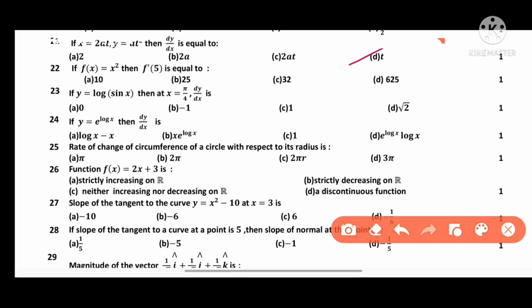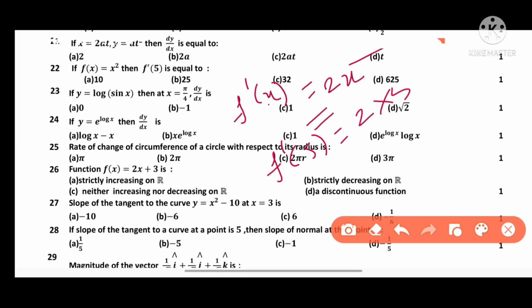Next, if f(x) is equal to x square, then f dash 5 is equal to, now f(x) is equal to x square. f dash x, that is differentiate this function with respect to x, we get 2x. Now f dash 5, by replacing x by 5, 2 multiplied by 5, which is equal to 10. So answer is A option.